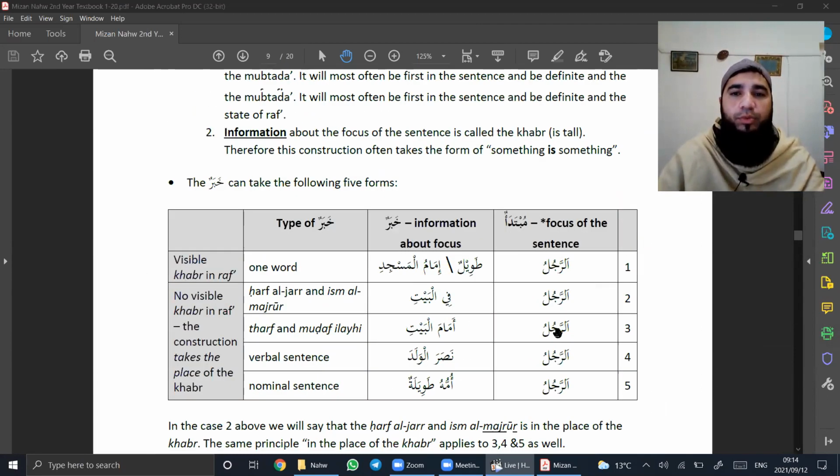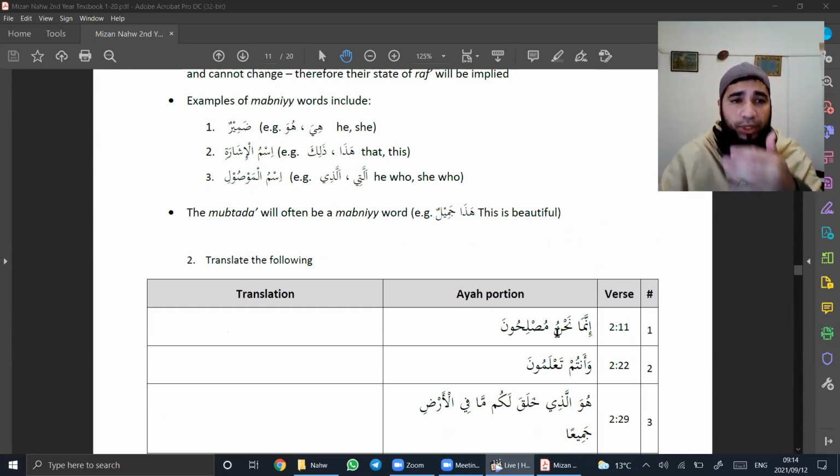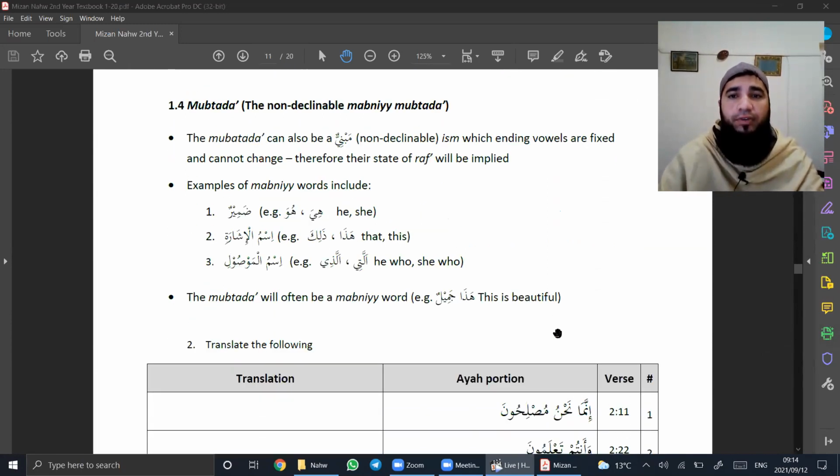Last week we were busy with the Mubtada. We did our second lesson on this. Our first lesson on the Mubtada, which was 1.4, focused on the fact that a Mubtada can also be a Mabni word, like a Dhamir or Ismul Ishara or ismul mausul. The mubtada of a sentence, the subject of a sentence, could be a mabni word.